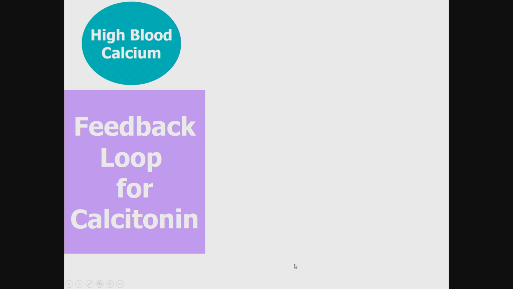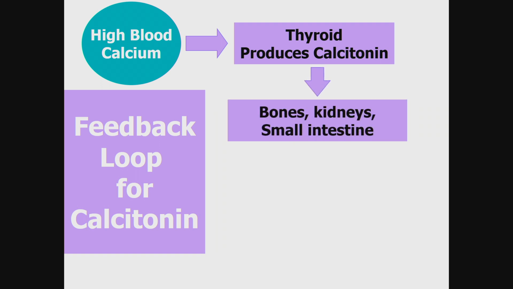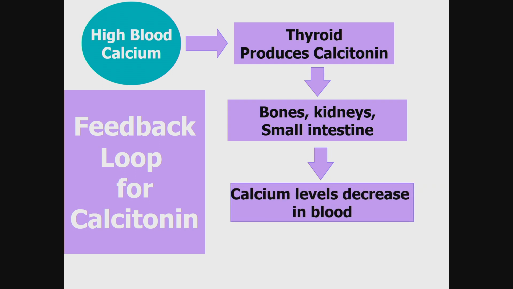So if there's high blood calcium, like right after a meal, then the thyroid produces calcitonin, which goes to the bones, kidneys, and small intestine. The calcium levels decrease in blood. And when they're down, then the thyroid gland produces less calcitonin.